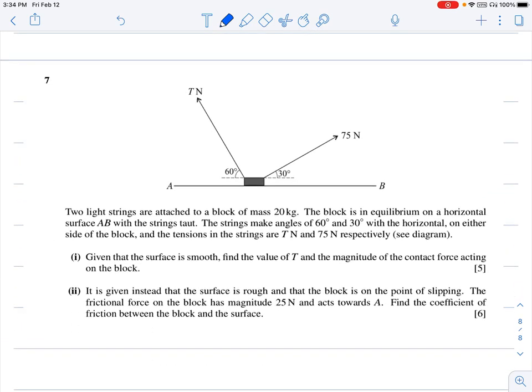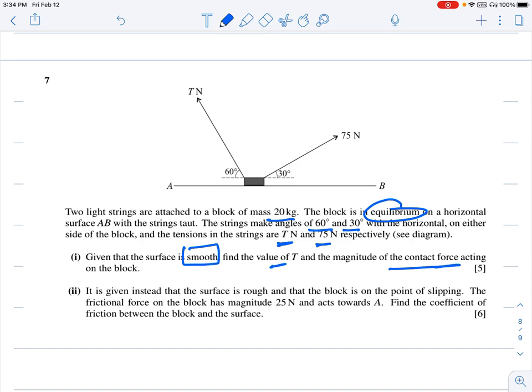Finally, question number 7. Two light strings are attached to the block of mass 20 kg. The block is in equilibrium on a horizontal surface AB, the strings make 60 degrees and 30 degrees on either side of the block. The tensions are T newtons and 75 newtons. Given that the surface is smooth, find the value of T and the magnitude of the contact force.